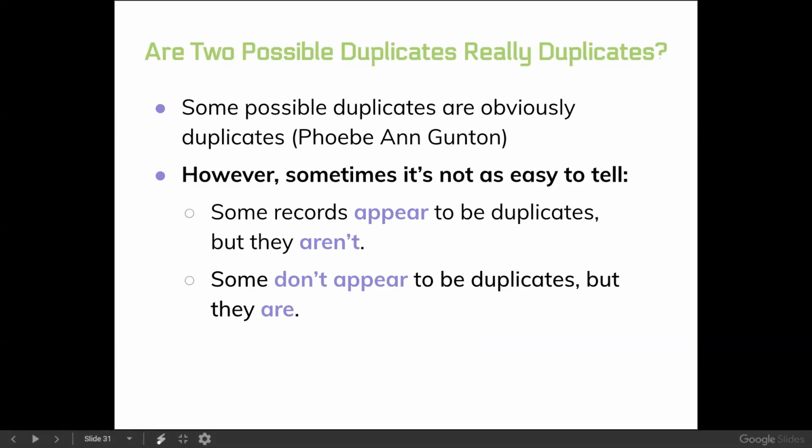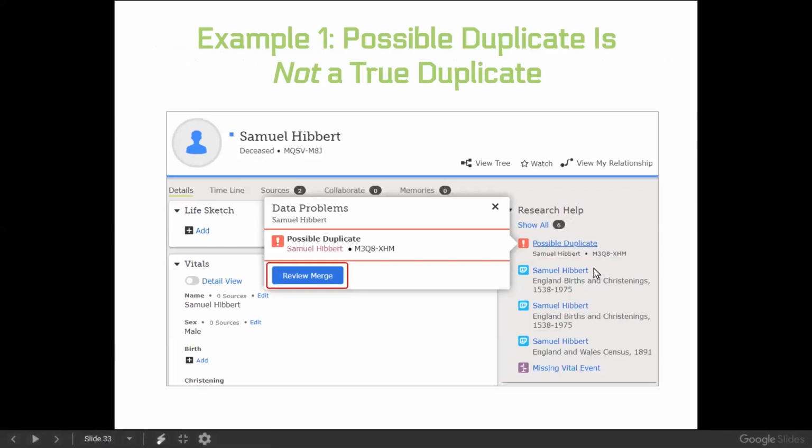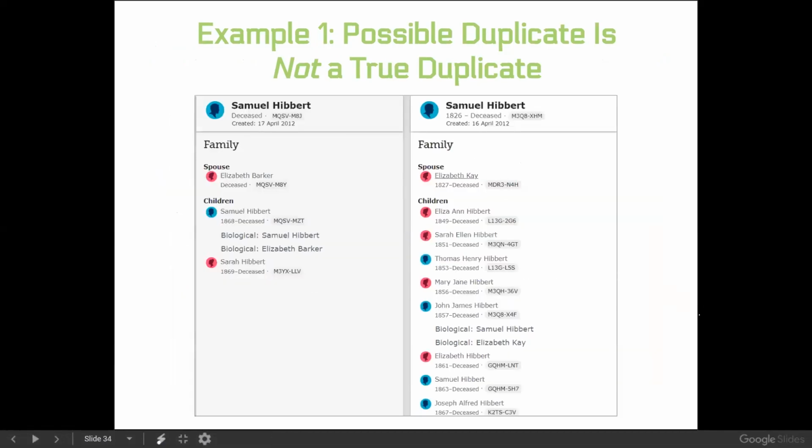In each case, FamilySearch Family Tree had identified a potential duplicate. In one case, it turned out to be one, and in another case, it turned out not to be one. Let's look at both examples. This is one where a possible duplicate is actually not a true duplicate. This is for Samuel Hibbert, and the system identified this possible duplicate ending in MHJ. So I click on that, and it gives me the opportunity to review the merge.